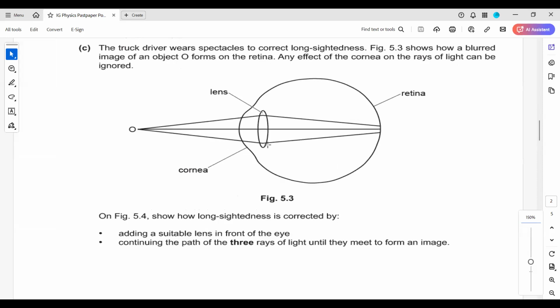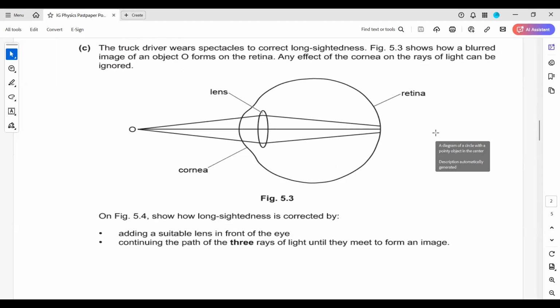In part C, the truck driver wears spectacles to correct long-sightedness. Long-sightedness means we are able to see the objects which are far, but not the objects which are closer, because the light rays are not able to converge on the retina. So it can be long-sightedness or short-sightedness. With long-sightedness, far objects can be seen, but not the close object.